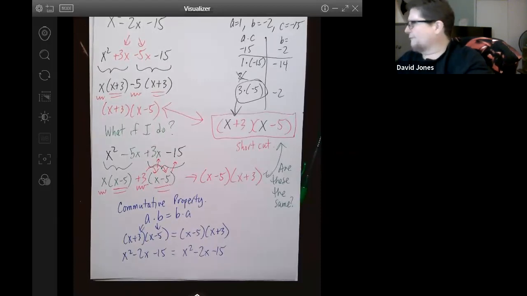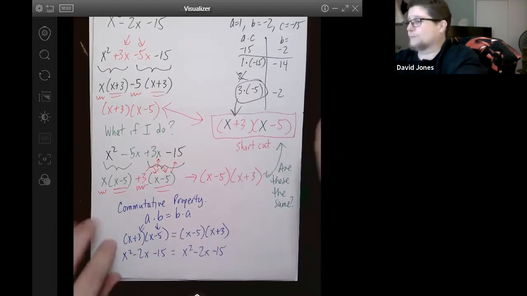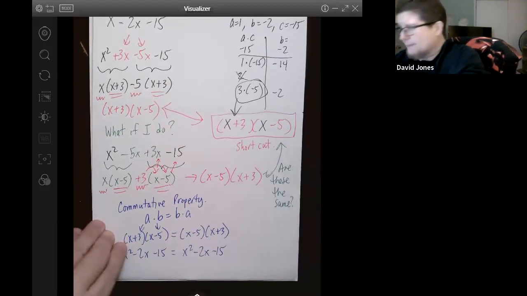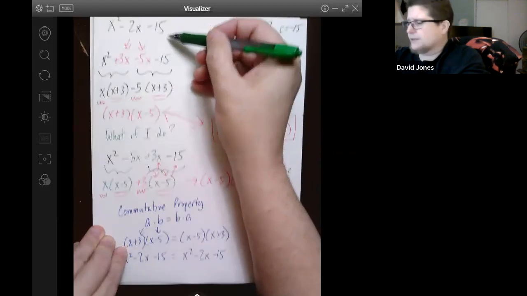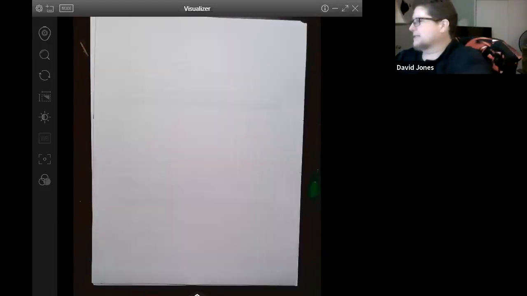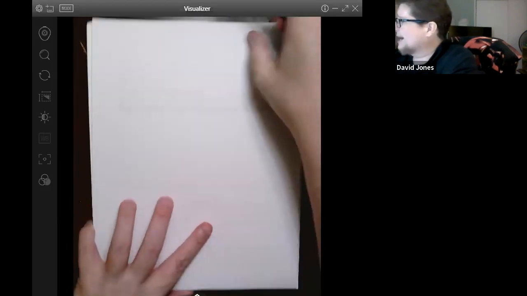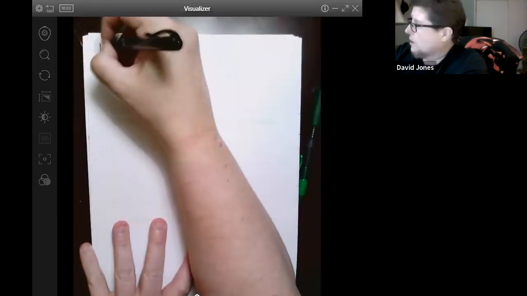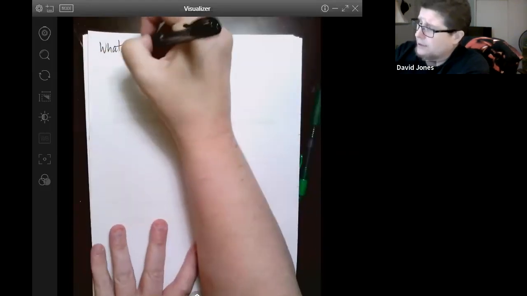So what if we have 4 terms? Can we do something with 4 terms? I've been doing 3 terms here. Can we do something with 4? Let's give it a check. 4 terms means if they're different, we're going to have a constant, we're going to have x to the first, we're going to have x to the second power. To get a 4th term, we need an x cubed. What about 4 terms?